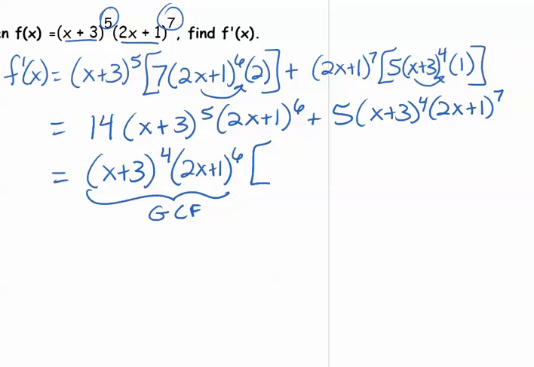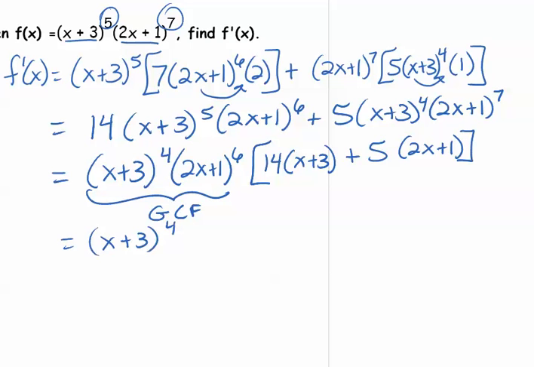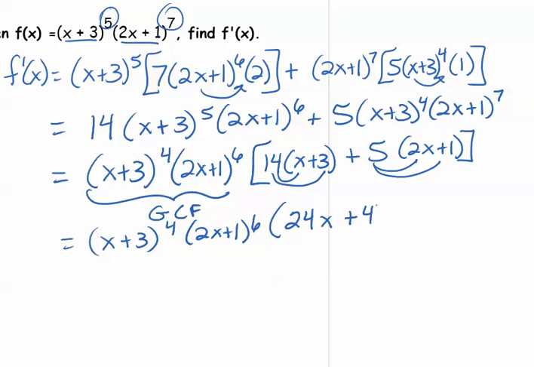And now from the first term we still have that 14 left, and we have one of the x plus 3 parentheses. And we have from the next part the 5 left, and there we have one of the 2x plus 1 binomials. And don't quit. That has like terms, so let's clean that up. So we've got a 14x plus a 10x, so a 24x, and 14 times 3 is 42, plus a 5, so we have a 47.